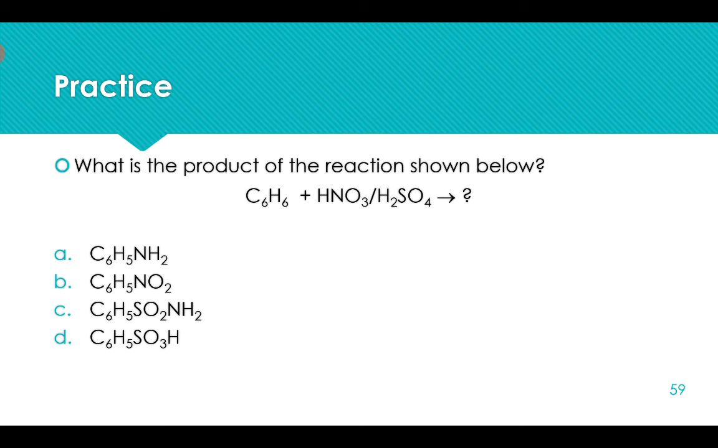So here's a practice problem for you. What would be the product of the reaction shown below? Go ahead and pause the video and try to think about this. Unpause the video when you want to check your answer.